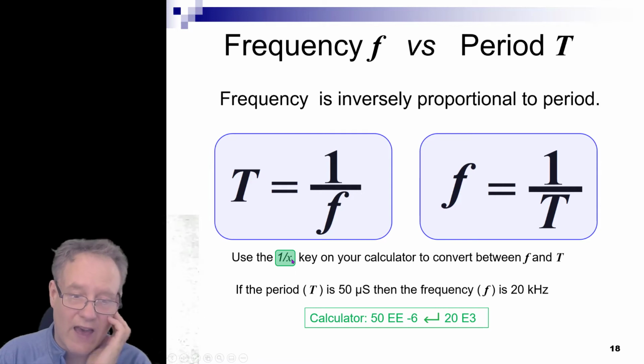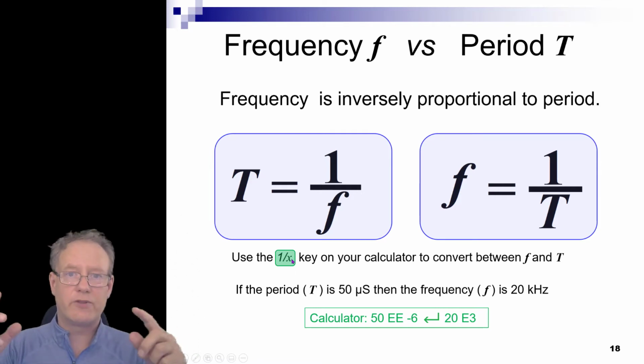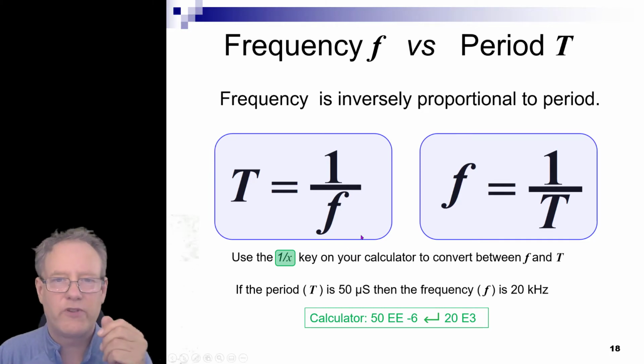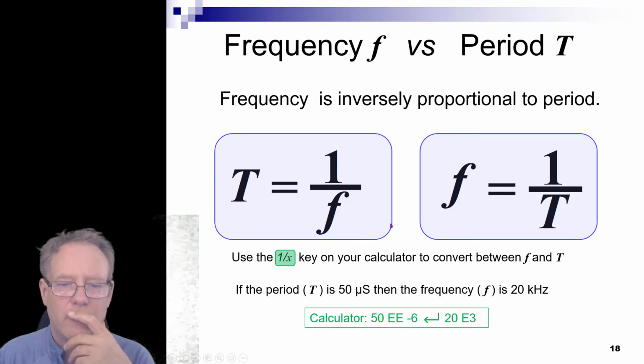Now, it could look like that, or it could be x to the -1. Mine's x to the -1, but you could have one or the other. But, dude, you know where your inverse key is? I hope you do. Okay, let's continue.